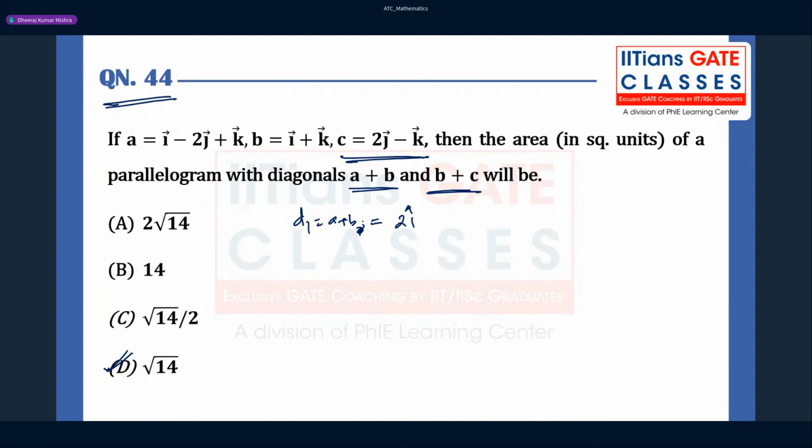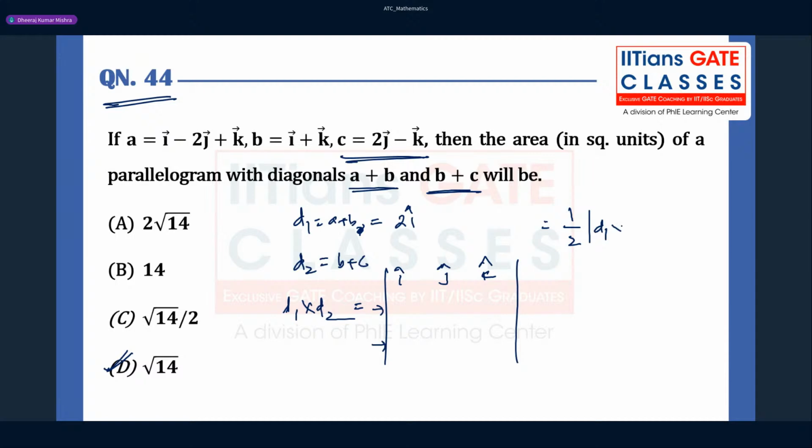So d1 you can find out like a plus b, and d2 you can find out as b plus c. I'm just giving you the procedure. Then you can find out d1 cross d2, which is nothing but a cross product. So i, j, k, and here put the components. The area is nothing but 1 by 2 of d1 cross d2. So you will get the answer directly. I think this is clear.